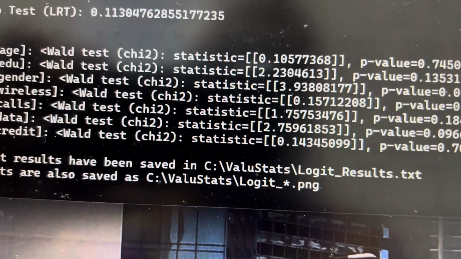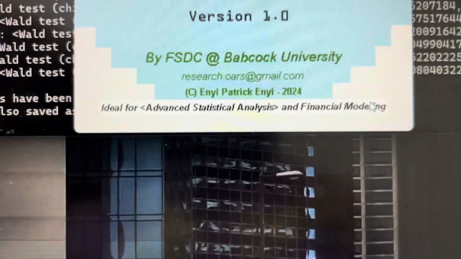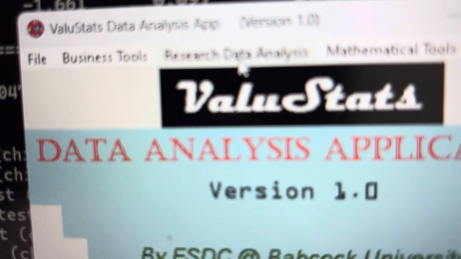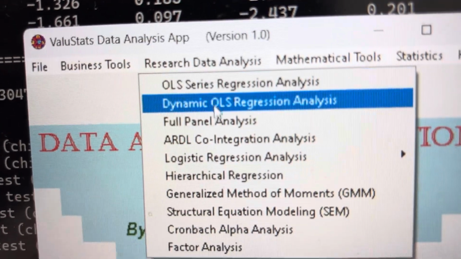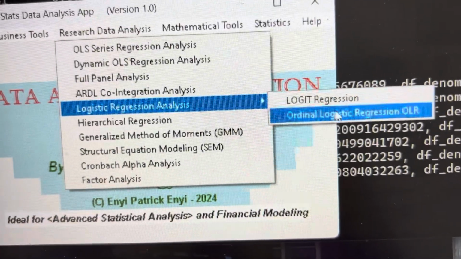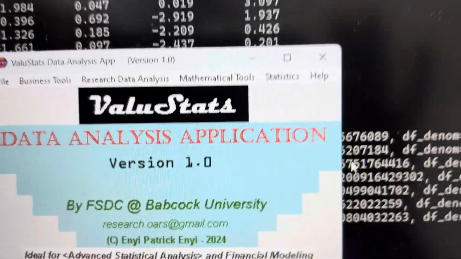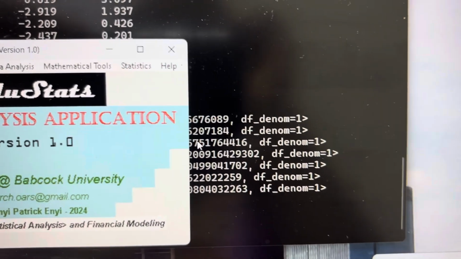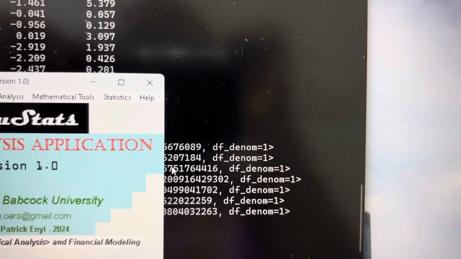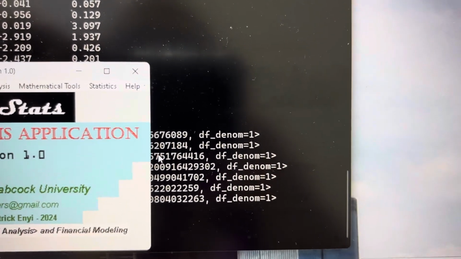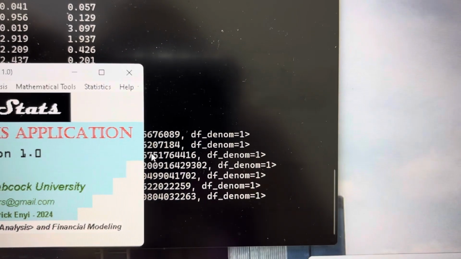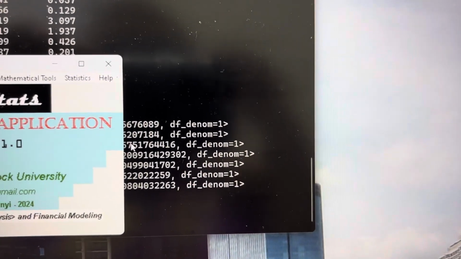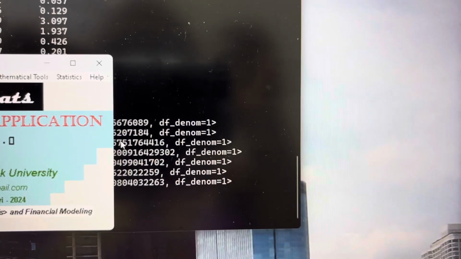Now we go on to do the second one, which is the ordinal regression. We have done the Logit, and let us do the ordinal regression. We still go back to that logistic, and then we choose ordinal. So we wait as before for it to come up. We are talking about the data definition form. It takes just a few seconds to come, but it will come.